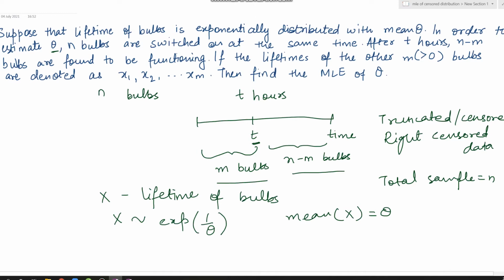Now after t hours, n minus m bulbs are found to be functioning. That is, full information is known about m bulbs, where m is greater than 0, and our random sample is denoted by x1, x2 till xm. Then we have to find the MLE of theta, that is our unknown parameter. So to find the MLE of theta, let's first write the likelihood function. The likelihood function in this case is given by capital L, which is also equal to L of theta, since theta is the unknown parameter that we have to estimate.